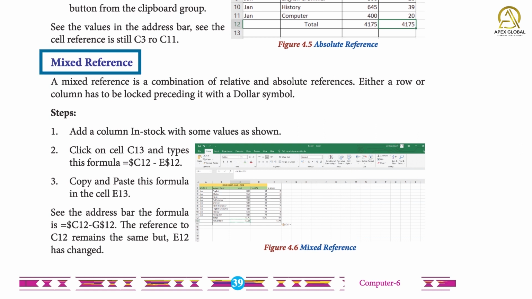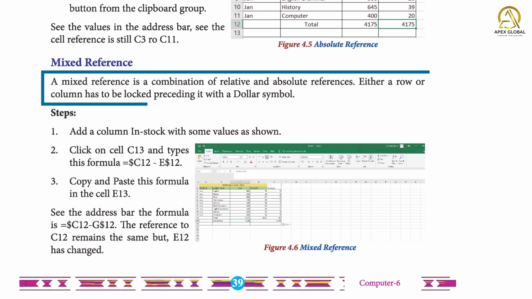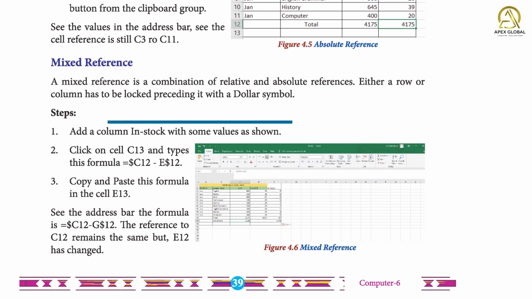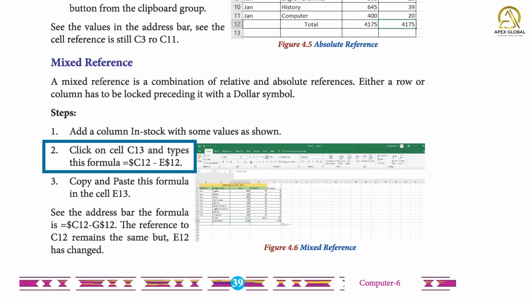Mixed references. A mixed reference is a combination of relative and absolute references. Either a row or a column has to be locked by preceding it with a dollar symbol. Steps. 1. Add a column in stock with some values as shown. 2. Click on cell C13 and type this formula: =$C12-E$12.